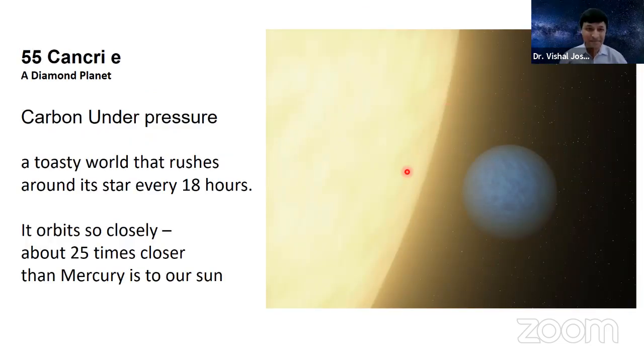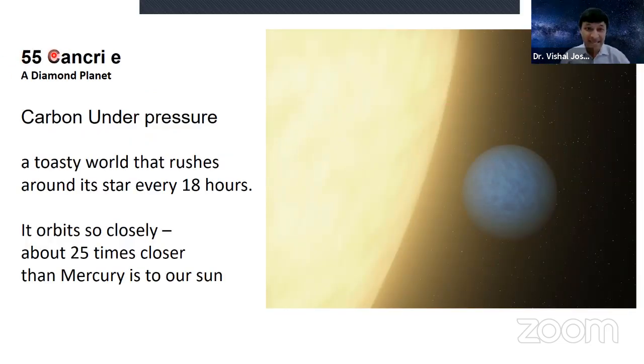Another interesting example is 55 Cancri e. This E represents that 55 Cancri has more than one planet: b, c, d, e, at least 4 planets. Actually, this system has 5 planets. I'm talking about the 4th one. This is actually a diamond planet. We know that the atmosphere of this planet is rich in carbon and also under extreme pressure.